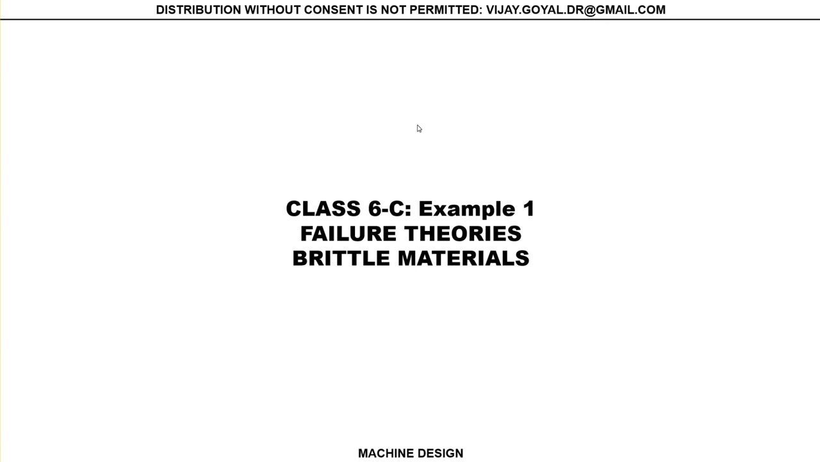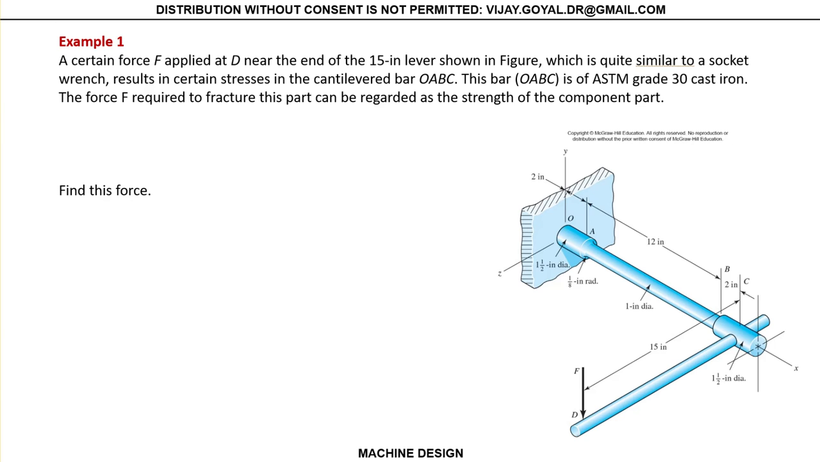So let's do an example for failure theories in brittle materials. Let's use our same bracket arm. In this problem, the problem says that it's made of ASTM grade 30 cast iron, so therefore it's a brittle material. Because it's a brittle material, we know that your factor of safety has to be bigger or equal than 1. Remember, it's bigger or equal than 1.